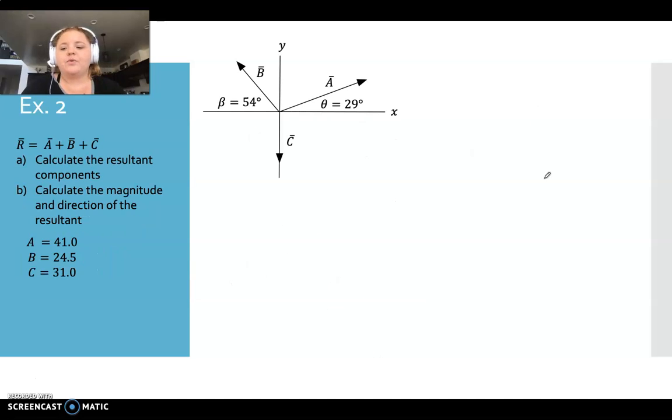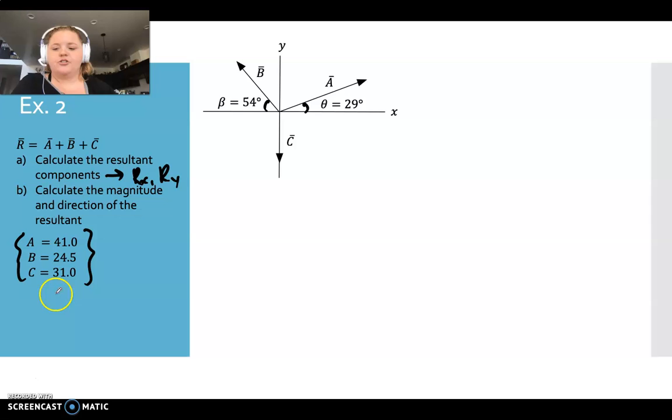Okay, so why don't we go ahead and do that? So in this example, we want to calculate the resultant components. Okay, so what does that mean? Resultant components means we want to know our X and our Y. Okay, we're still looking at 2D here. So we can go ahead and do that. We have our coordinate system here. We also have two angles here. We have theta and beta. Okay. And so our resultant vector is A plus B plus C. Okay. We also have our magnitudes listed down here. And we're not worrying too much about units right now.